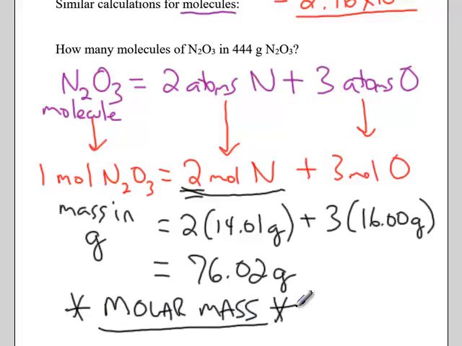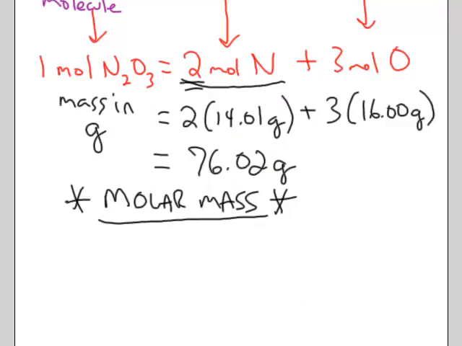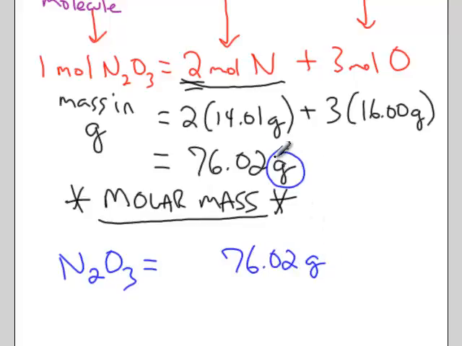And this is a key conversion that we're going to use quite a bit. N2O3, dinitrogen trioxide, has a molar mass of 76.02 grams. Notice that's grams per 1 mole, so this has 2 units. And remember, things with 2 units are a conversion factor. You can go back and forth. If you know the mass, you can figure out how many moles you have.